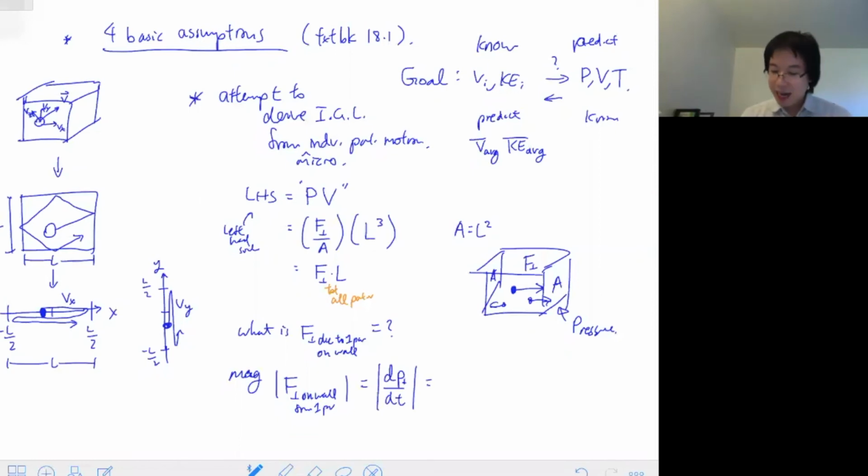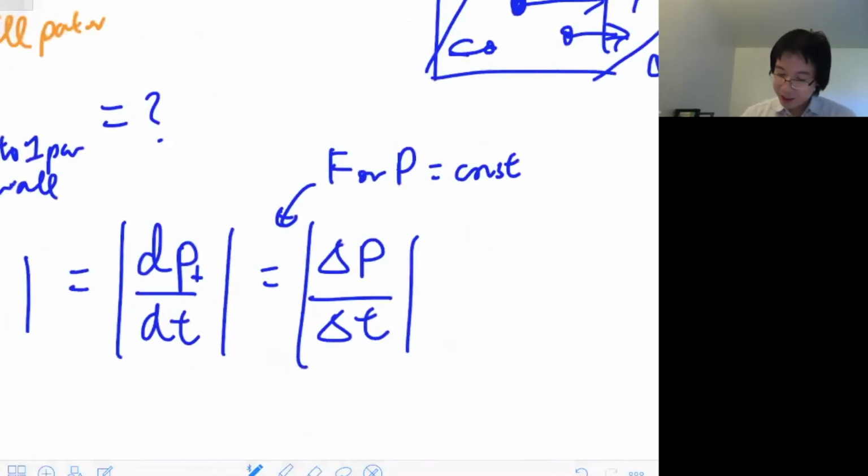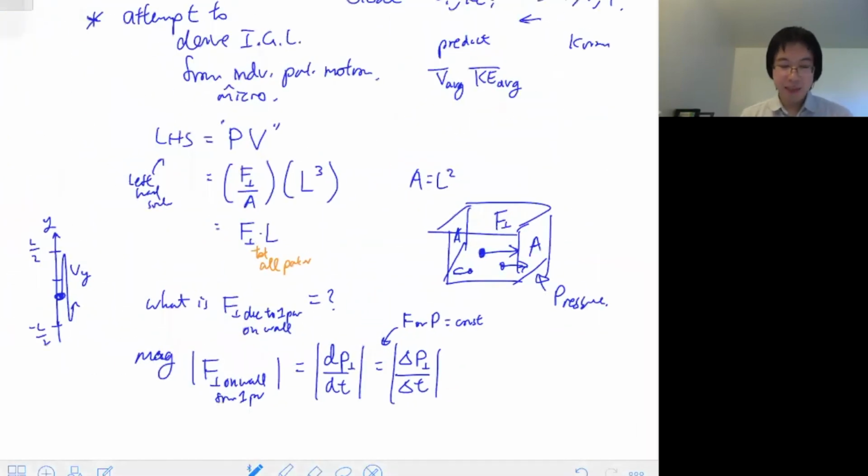So if the force is constant, which it is, or if the pressure equals, in equilibrium I should say, then this will be just delta P over delta T. So you change a derivative into an easy change. If you're scared about derivatives, most of the time this gets just changed into deltas.